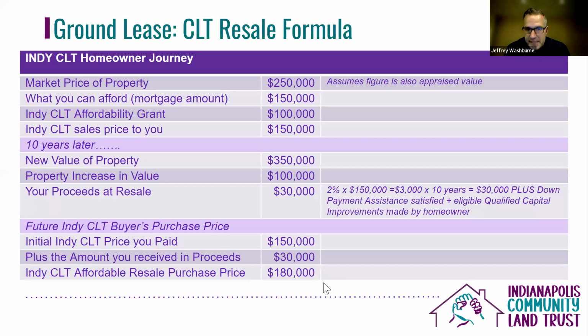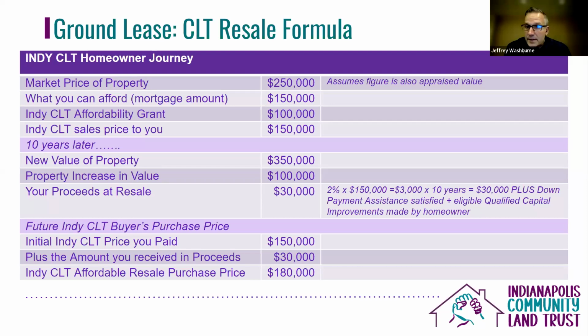So here is the example with the Indy CLT. The fixed rate resale formula is a 2% fixed rate resale formula. So if you all don't mind, walk through this example with me. Let's just assume that there's a home for sale in Indianapolis that is selling for $250,000. And for argument's sake, let's assume that all of us on this call are able to obtain a mortgage for $150,000. So there's a gap there.